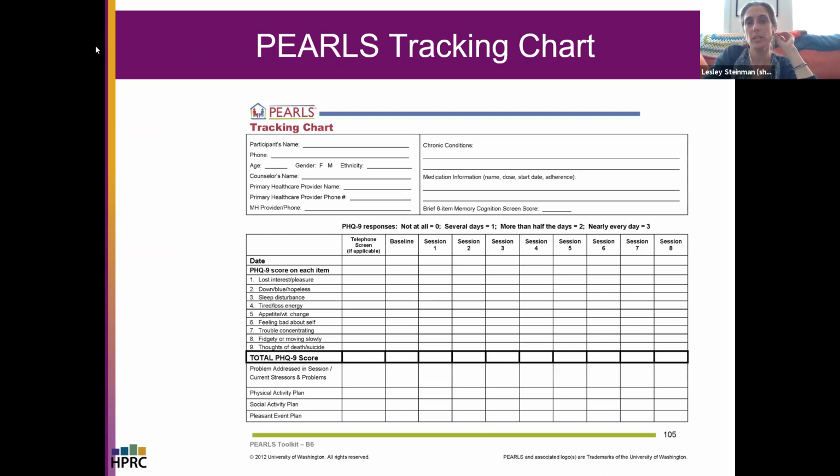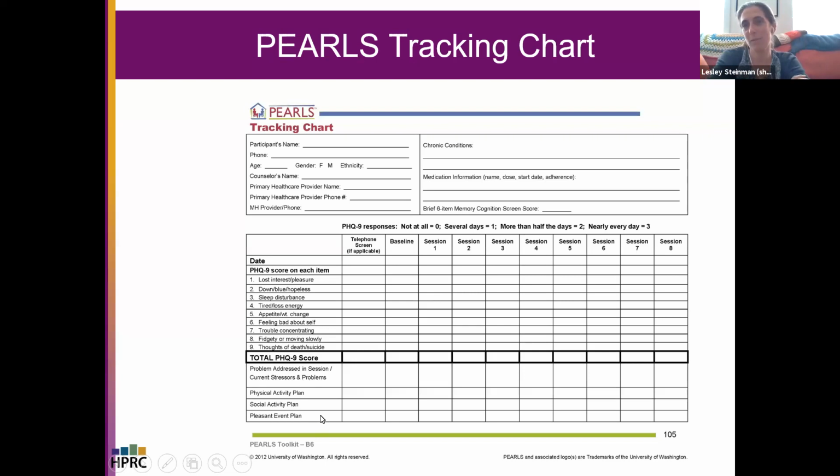to it until supervision, is this tracking chart. This is not a required tool, but can be a helpful tool. This is where you have a snapshot of all of your participants on one page. I will admit there is not a lot of room under each session to write what the problem is that they addressed and their plan for physical and social and pleasant events.